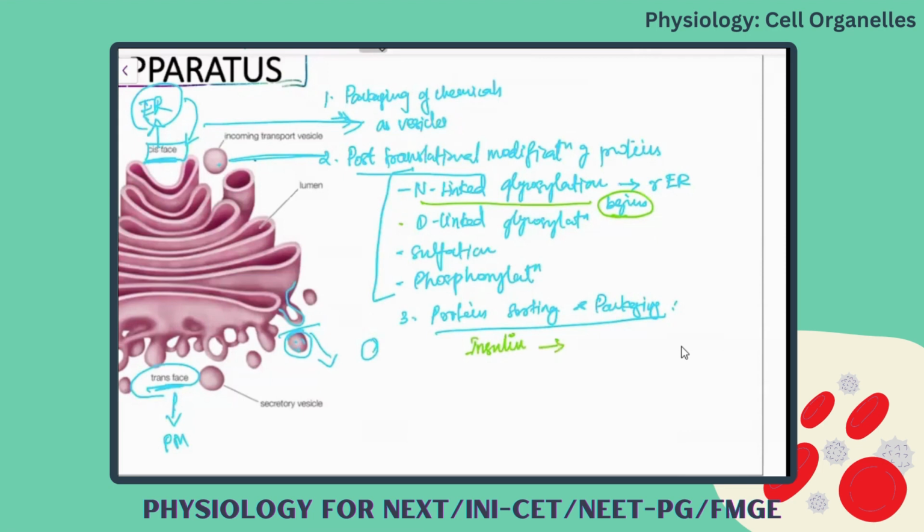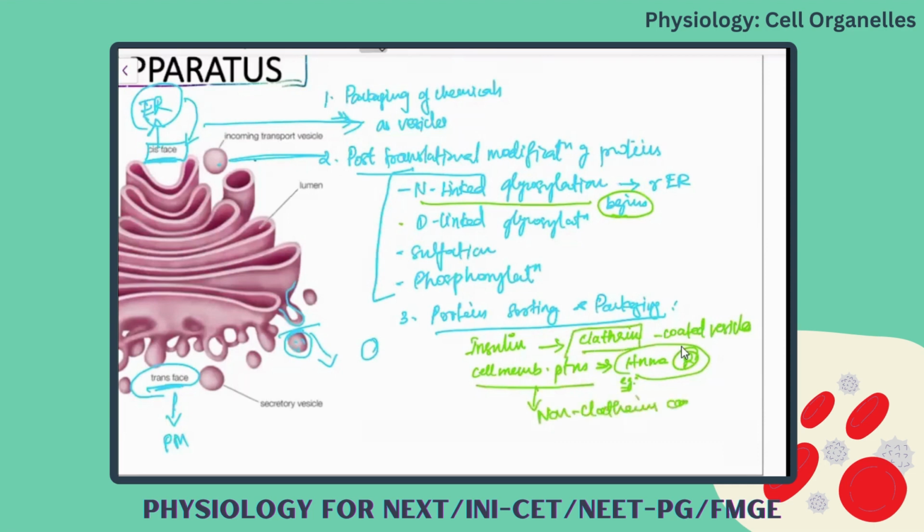They are packed in vesicles called clathrin coated vesicles, and other cell membrane proteins, for example hormone receptors, are packed in non-clathrin coated vesicles.